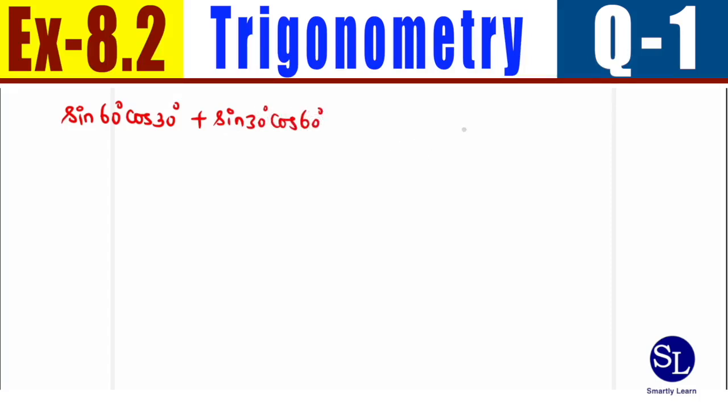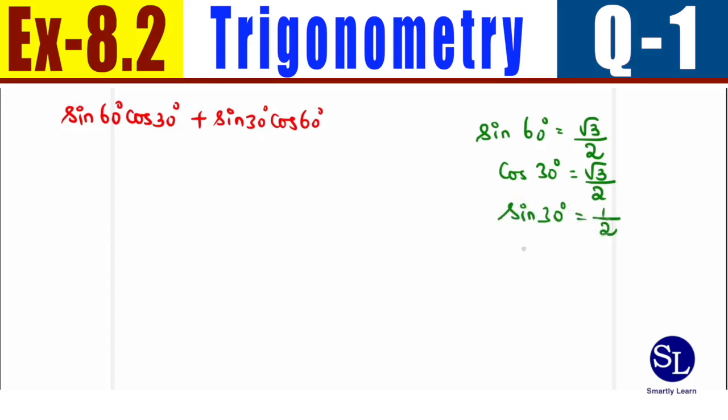Now let's note down the values that we need. So sin 60 degrees is equal to root 3 by 2. Now cos 30 degrees is also root 3 by 2. Next they asked you is sin 30. So sin 30 is going to be equal to 1 by 2. So is cos 60 degrees. So that is another 1 by 2. Now let's substitute all of these values here.